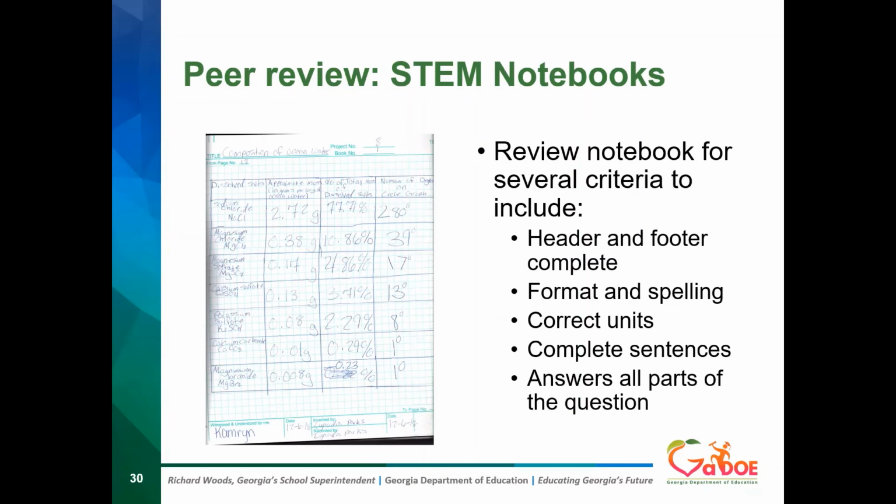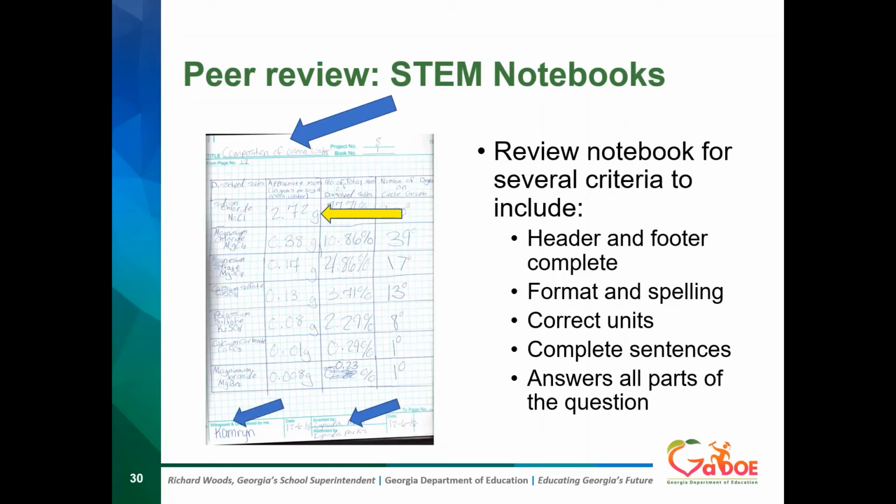One self-assessment tool that we use in our science classroom is the peer review of the STEM notebooks. Each student has a STEM notebook, and every time they complete a lab or engineering design project, it must be peer reviewed. The reviewer checks the notebook for several criteria to include that the student has a header and footer, that format and spelling is accurate, if there are numbers or calculations in the engineering book, that they have the correct units, that all questions are answered in complete sentences, and that students answer all parts of the questions.